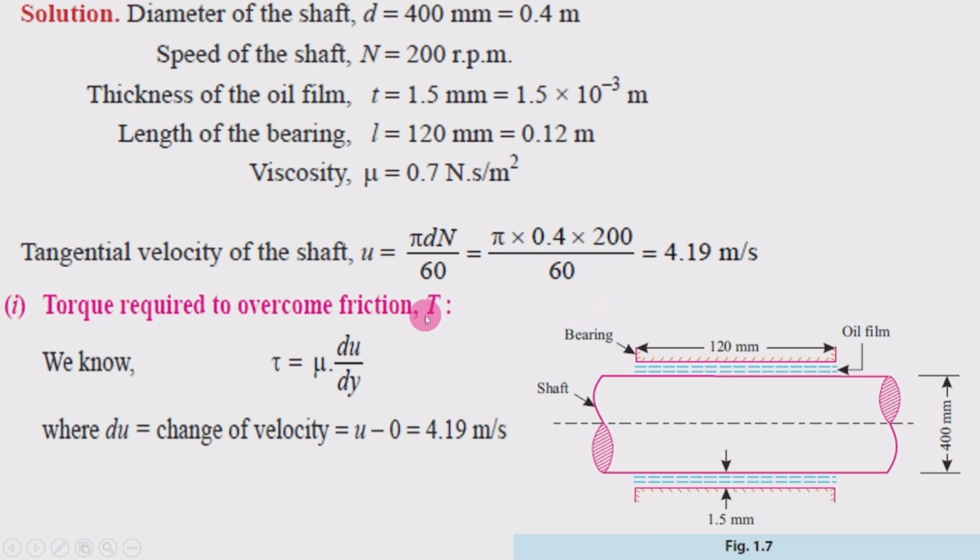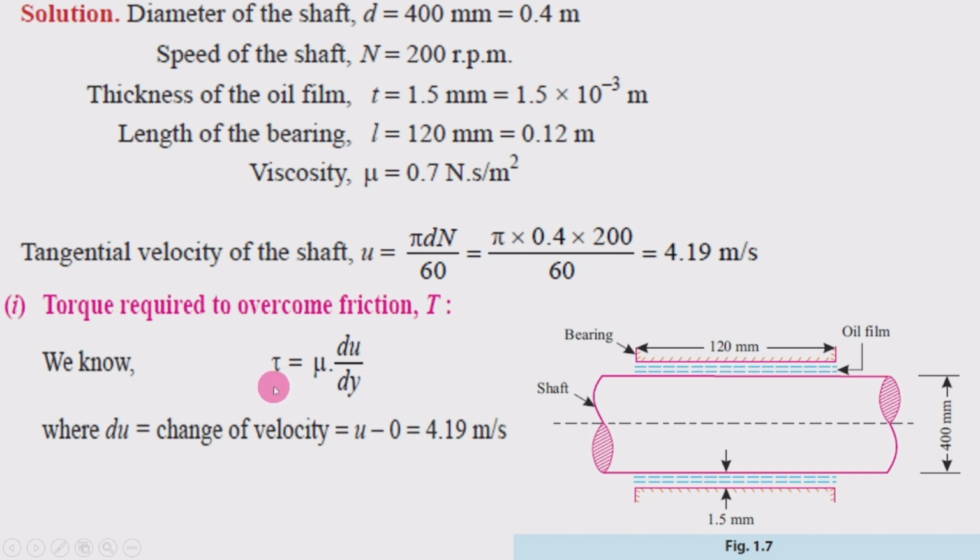To calculate the torque required to overcome the friction, T, we need to find out the shear stress, shear force, then we will get the torque. For that, we'll use Newton's law of viscosity. We know Newton's law of viscosity equation: tau is equal to mu into du by dy.